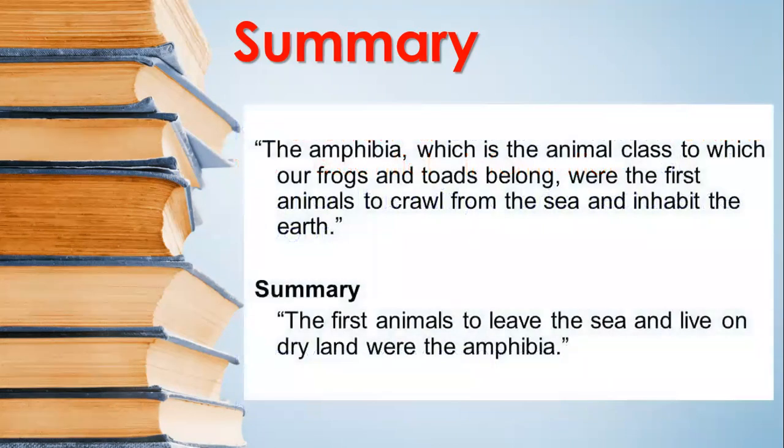Take a look at this example. This is the original text: The amphibia, which is the animal class to which our frogs and toads belong, were the first animals to crawl from the sea and inhabit the earth. So what is the summarized version? As you can see, it is now shorter compared to the original one. The first animals to leave the sea and live on dry land were the amphibia.